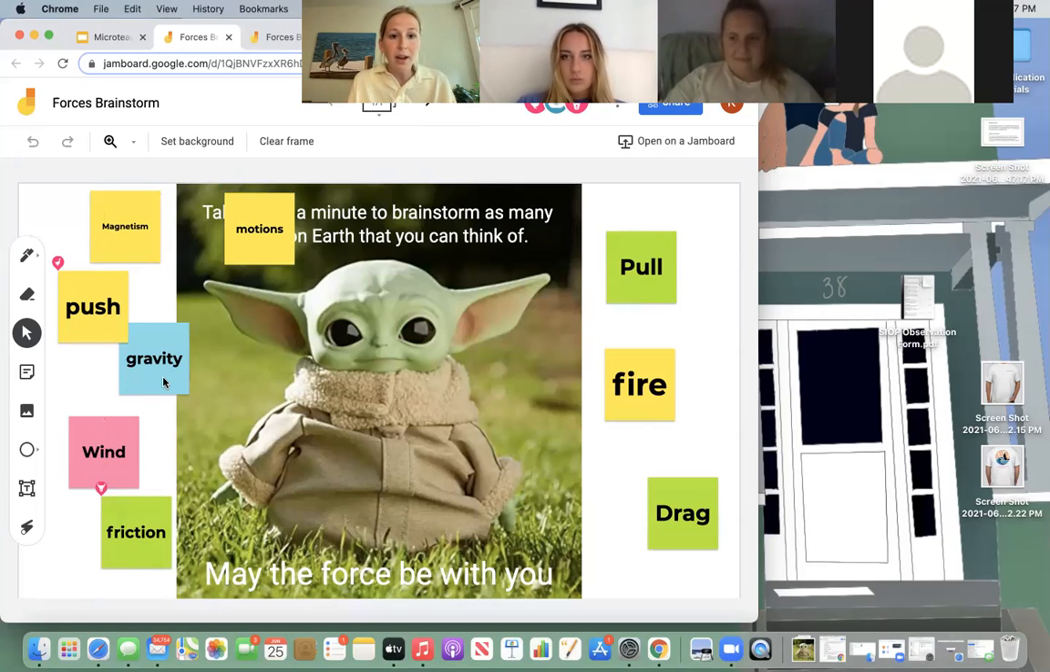So we have gravity, right? Gravity is what keeps us grounded. It's allowing all of us to sit in our chairs right now instead of floating up to the ceiling. We have drag. Drag is what kind of pushes up against objects as they fall through the air. Push and pull, both of those are very basic forces, absolutely. And then in the bottom left corner down here, ding, ding, ding, we have a winner. Who put friction?